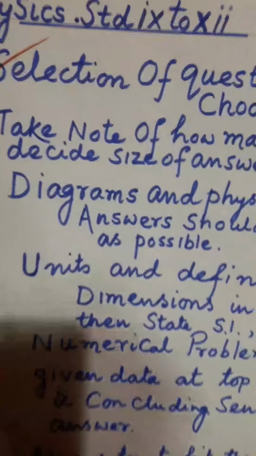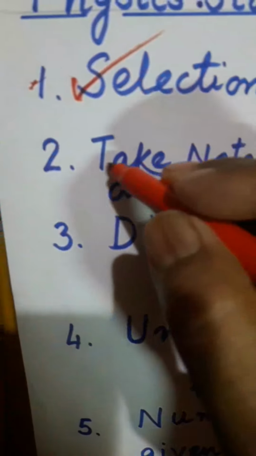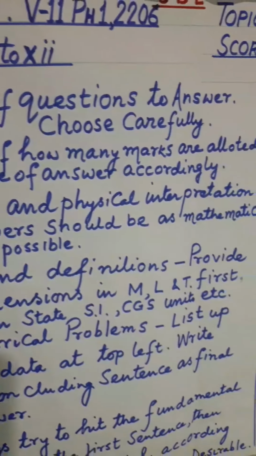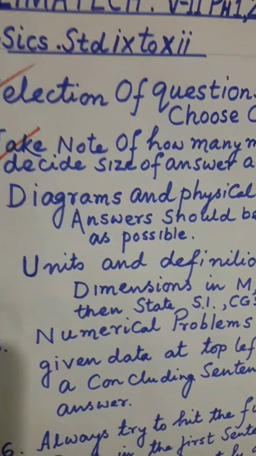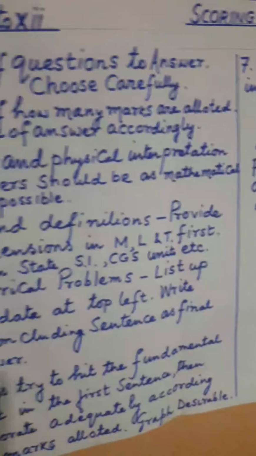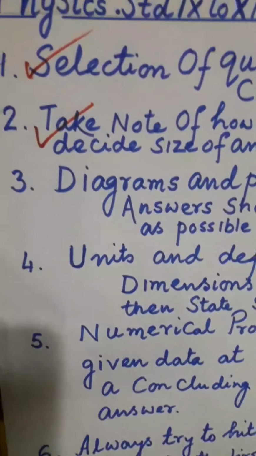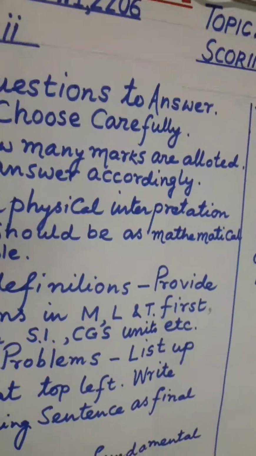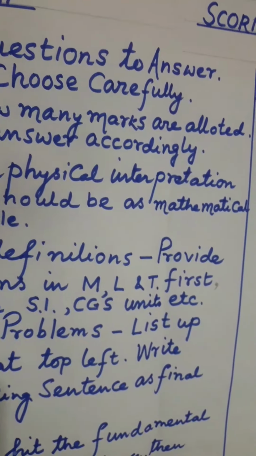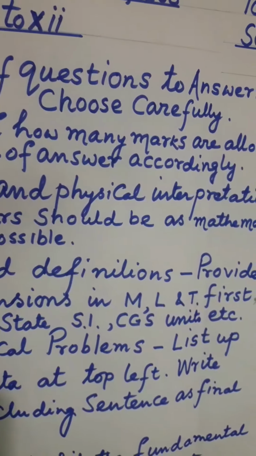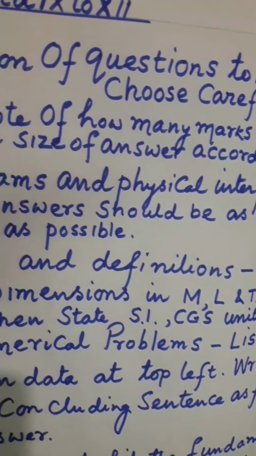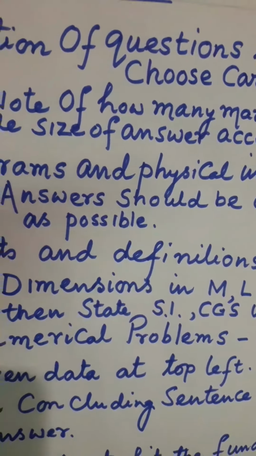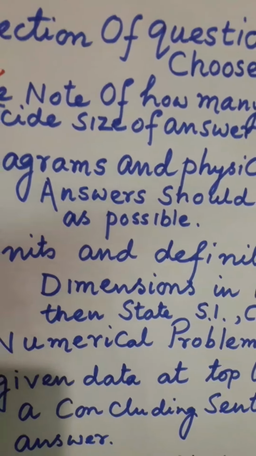Next point is regarding the size of your answer. That is point number 2. Take note of how many marks are allotted and decide the size of the answer accordingly. Have mental thumb rules. For example, below 2 marks, no diagram. Above 3 marks, diagrams are must. If 3 marks or above is allotted for statement of definition of a parameter, include mathematical expressions and units of the parameters even if not specifically asked for.